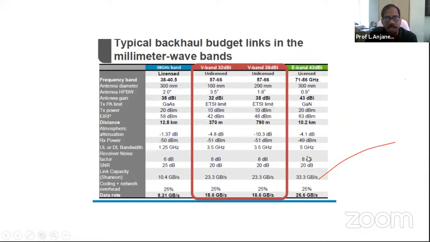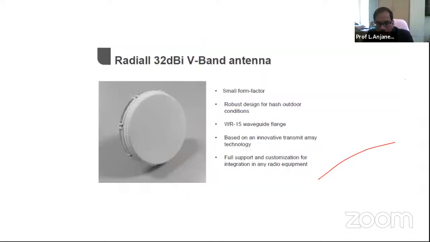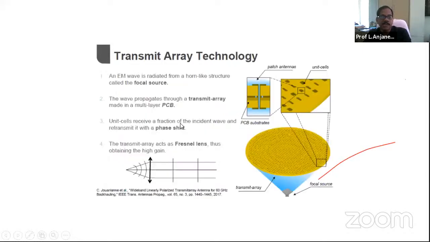So these are the various design parameters of a given millimeter wave link that is used for connecting, and typical antennas that they use for a given application. This is the type of antenna, a V band antenna, 30 centimeter, small form factor. They use such antennas on that.